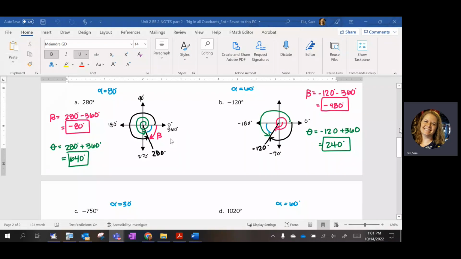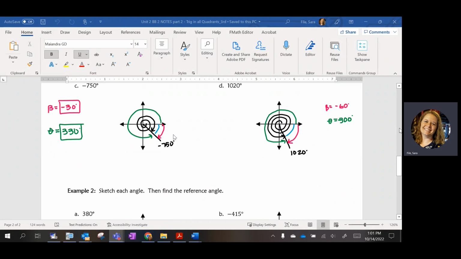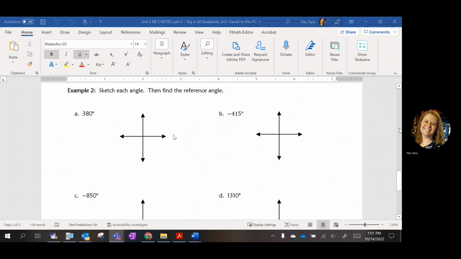Example 1, we did A, B, C, and D. Practice sketching and finding the measures of coterminal angles, both a positive and a negative coterminal angle. So then on example 2, we just want to sketch each angle and find the reference angle. So this is what we did earlier in the week that we're practicing.